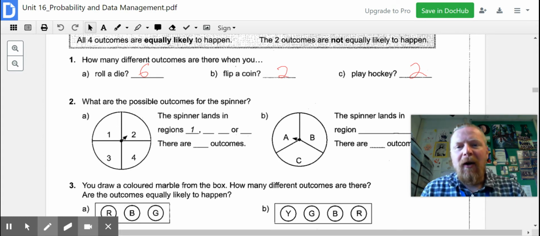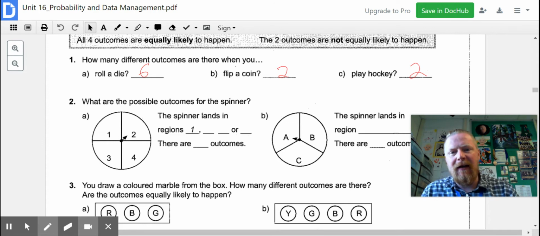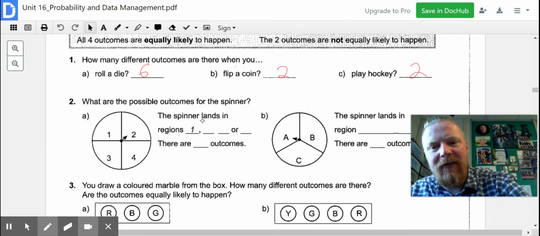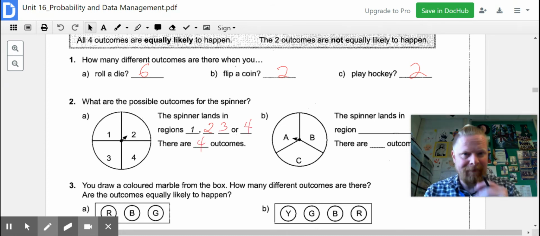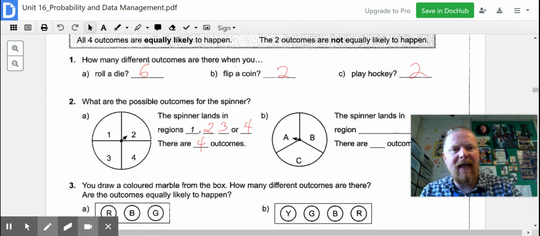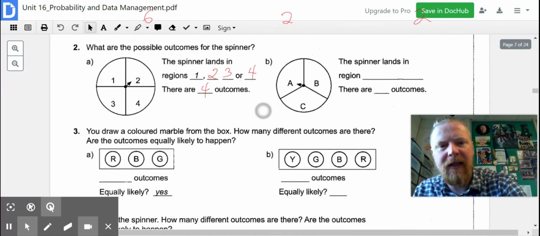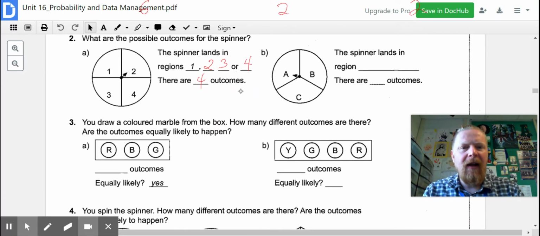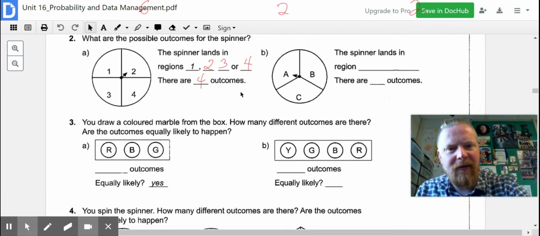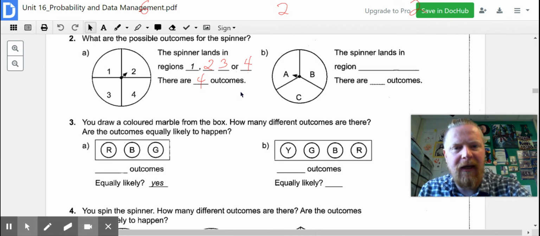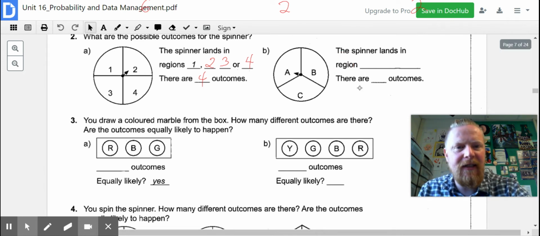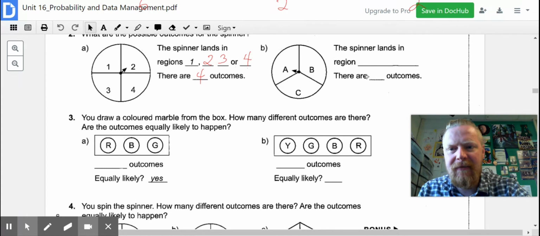Number 2, what are the possible outcomes for the spinner? Well, it could land in region 1, in region 2, region 3, or region 4. There are a total of 4 outcomes. What about in the second one? How many outcomes are there? Let's check that one out. It looks like there are 3 different regions. Okay, so I'd like you to list the regions and number the outcomes.